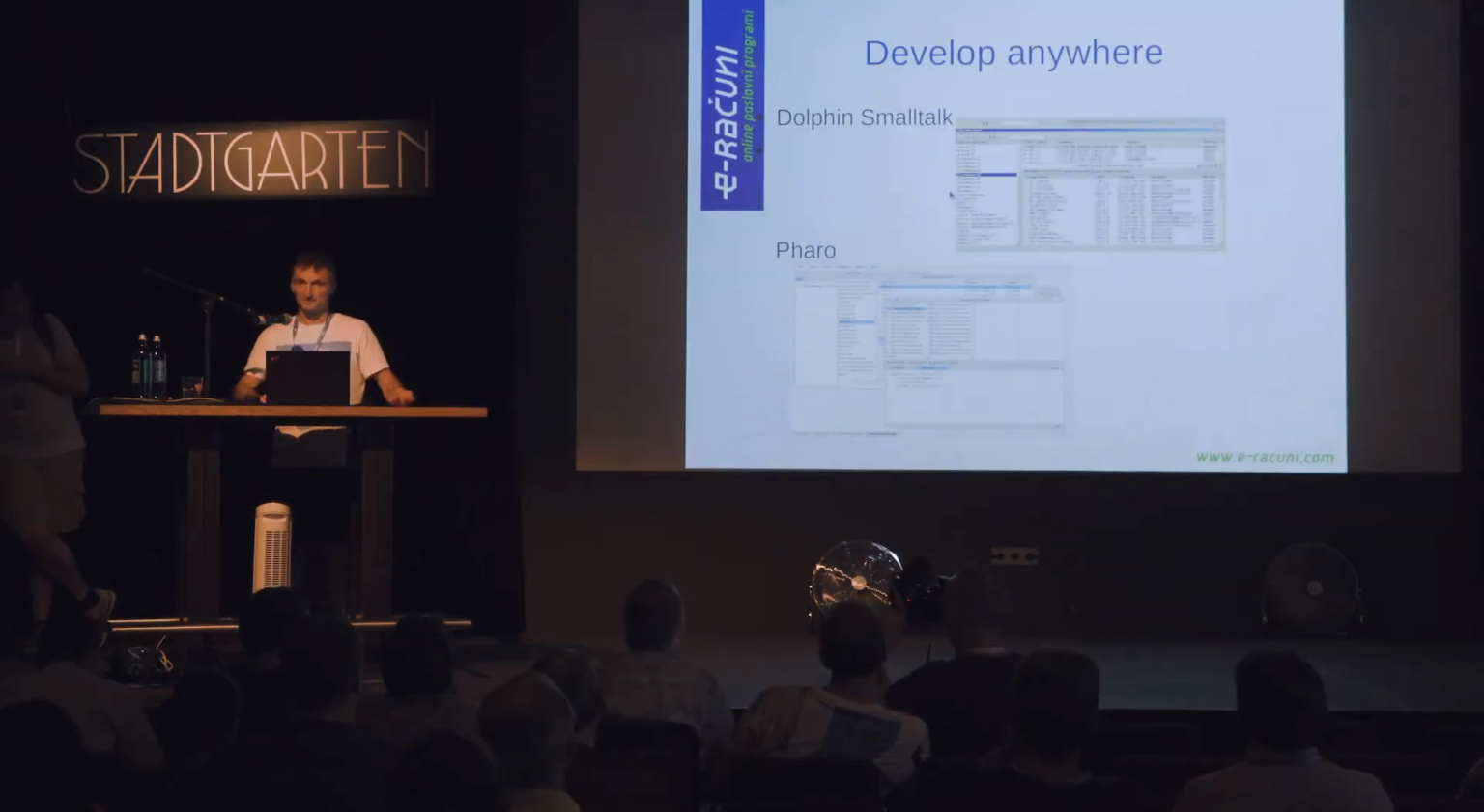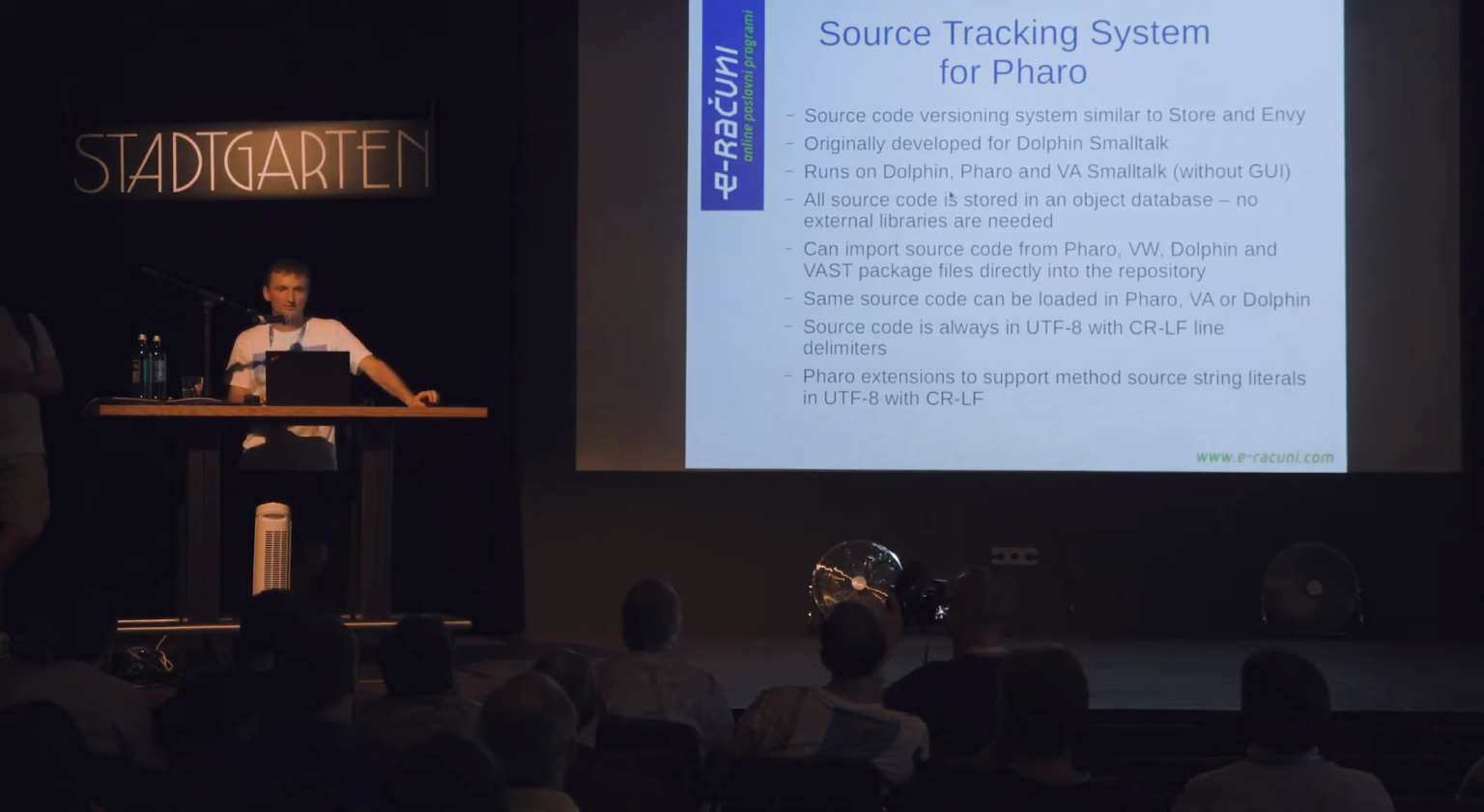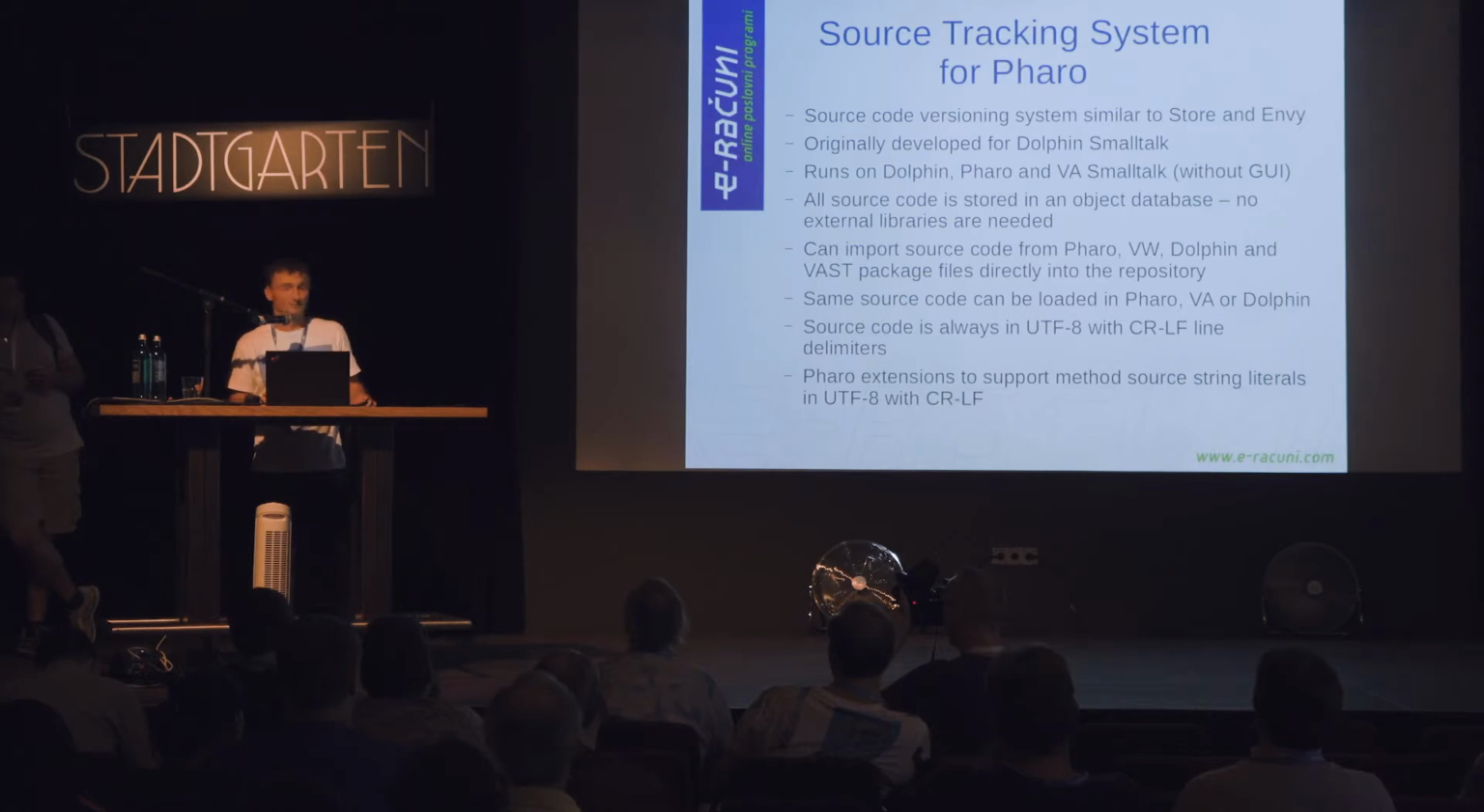Okay, so my name is David Gorišek. I'm going to present you a source tracking system for Pharo, which is a source code versioning system similar to Store and Envy. It was developed by myself originally for Dolphin Smalltalk, and it was shipped with Dolphin Smalltalk 6.0. And now the version for Pharo was developed by my colleague Rok Križnik and by myself.